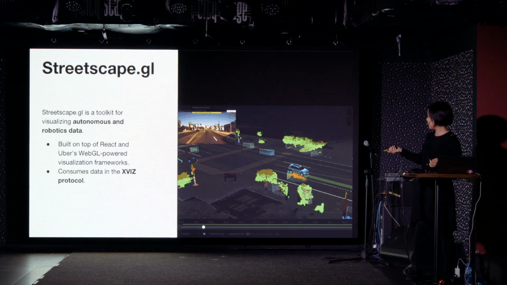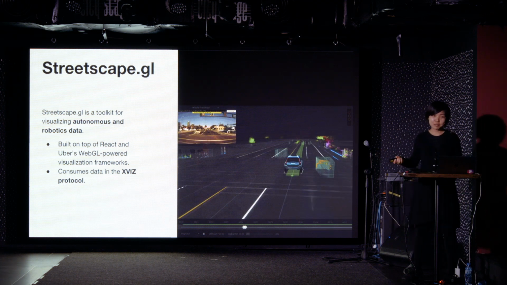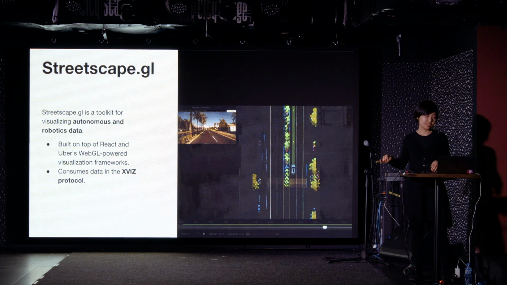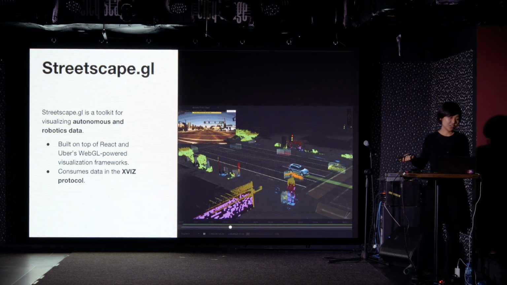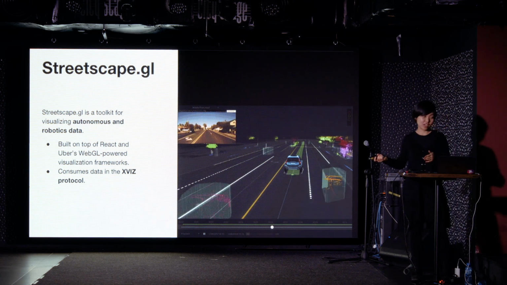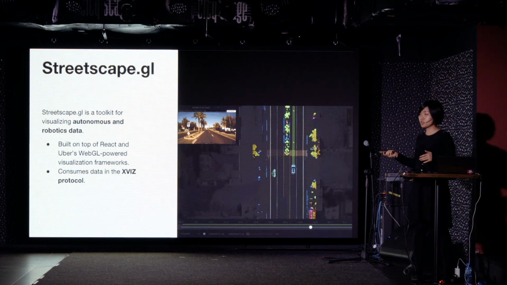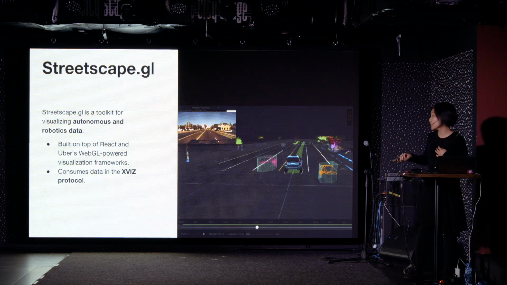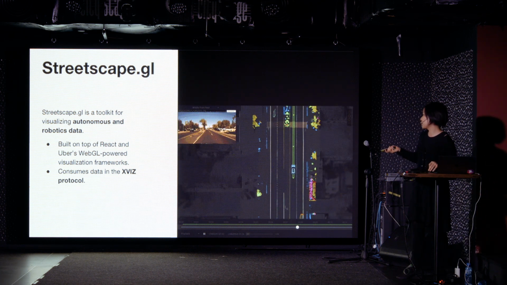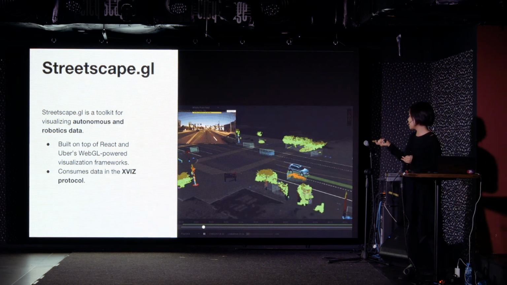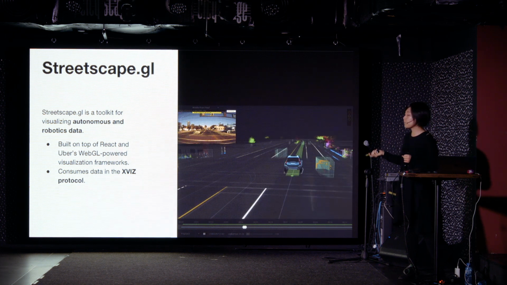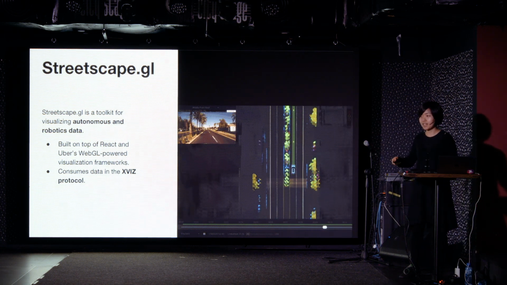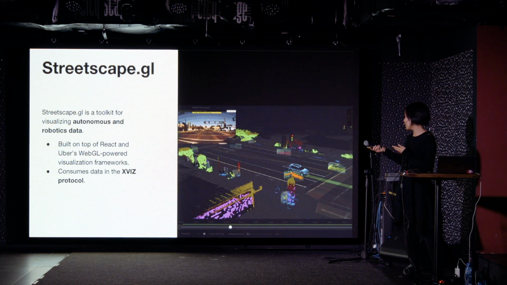So moving on to the next project that I'm going to talk about, this is also a project that leverages GPU. And this is an open source application that benefits from WebGL. It's designed to visualize self-driving car systems: Streetscape.gl. Like Kepler, it is also built on top of React and Uber's WebGL-based visualization frameworks. And it consumes data in the AVS protocol, which is a protocol that encodes autonomous vehicle data.